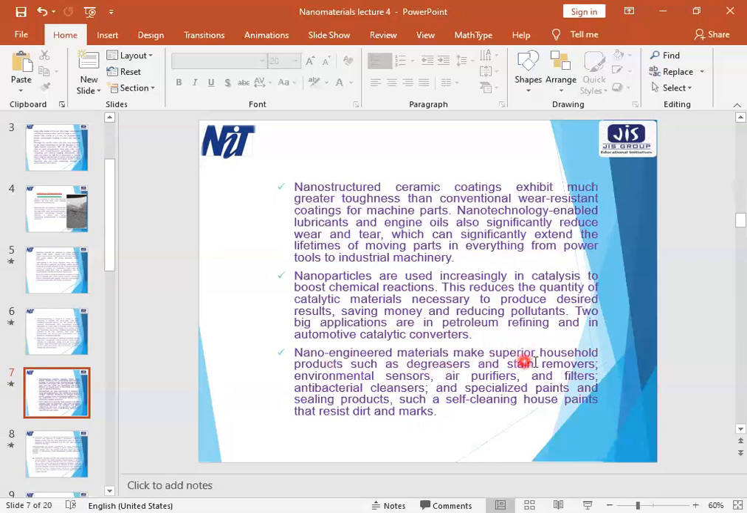Nano engineered materials make superior household products such as degreasers and stain removers, environmental sensors, air purifiers and filters, antibacterial cleansers, and specialized paints and sealing products such as self-cleaning house paints that resist dirt and moss. This also falls in daily use, because we want materials which should be free from any bacterial infection. So these can all be obtained with the help of nanomaterials.